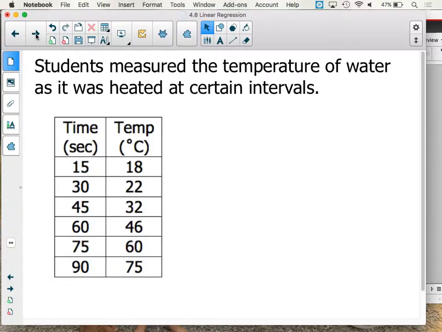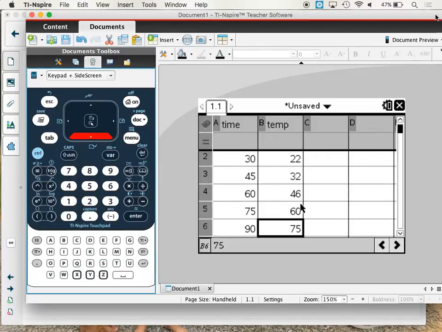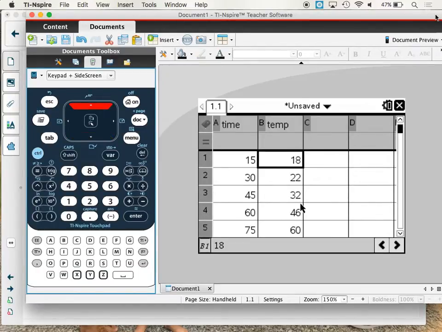We're going to start with a set of data. We're heating up water, and we take the temperature at 15-second intervals. What we want to do is go to our calculator, open up Lists and Spreadsheets, and enter in this data. As you can see, I have it here. I've entered in all my data points, titled one of them time and one of them temperature.